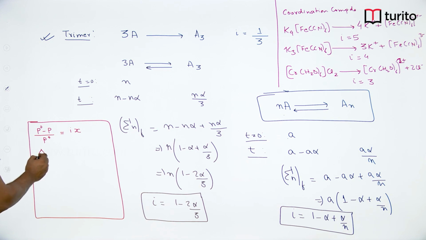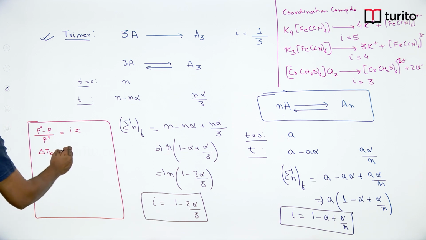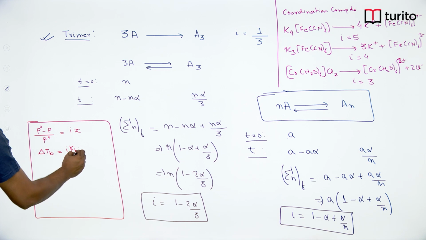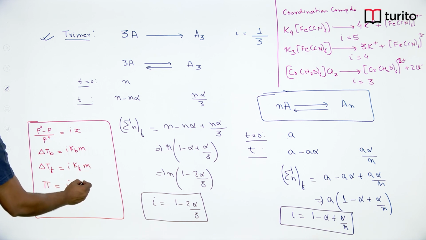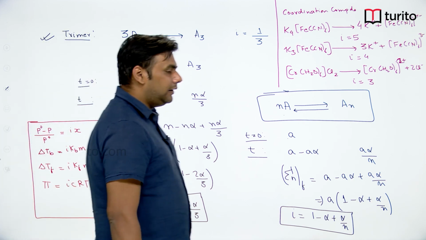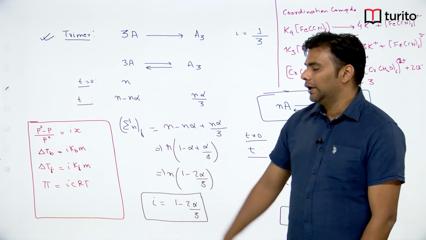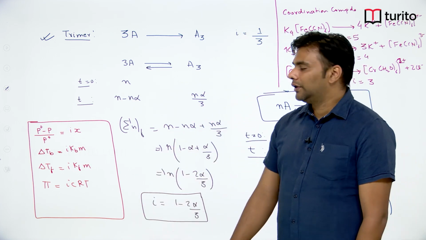Similarly, the elevation in boiling point was delta Tb equals Kb into m. Now if the solute is electrolytic, you have to take the number of ions as well, so the formula becomes i Kb into m. Similarly, delta Tf becomes i Kf into m. Osmotic pressure becomes i into C into RT. So you just have to calculate the value of i and you will get the different colligative properties. Hope this is clear to you.